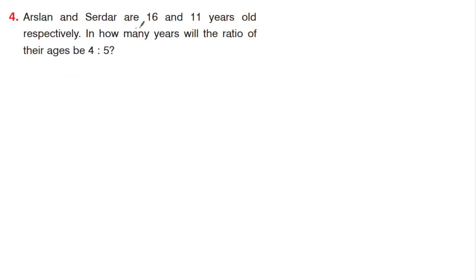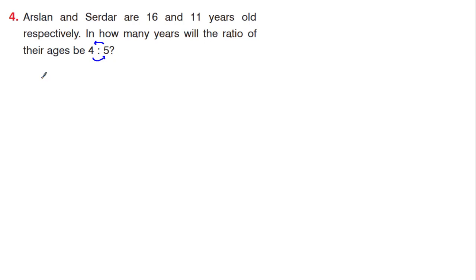Arslan and Serdar are 16 and 11 years old respectively. In how many years will the ratio of their ages be 4 to 5? Well, actually it should be 5 to 4, because Arslan is actually older than Serdar, and here it says their ratio should be 4 to 5, which means Arslan should be younger. So there is a mistake. It should be 5 to 4.